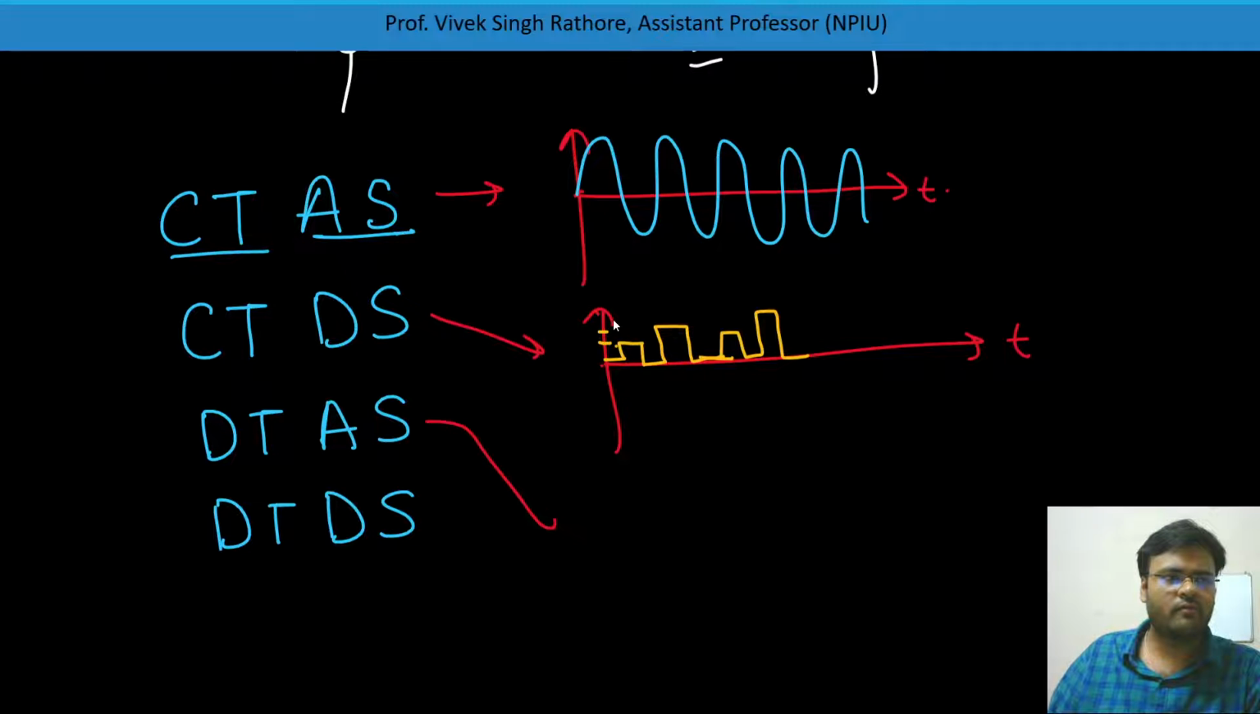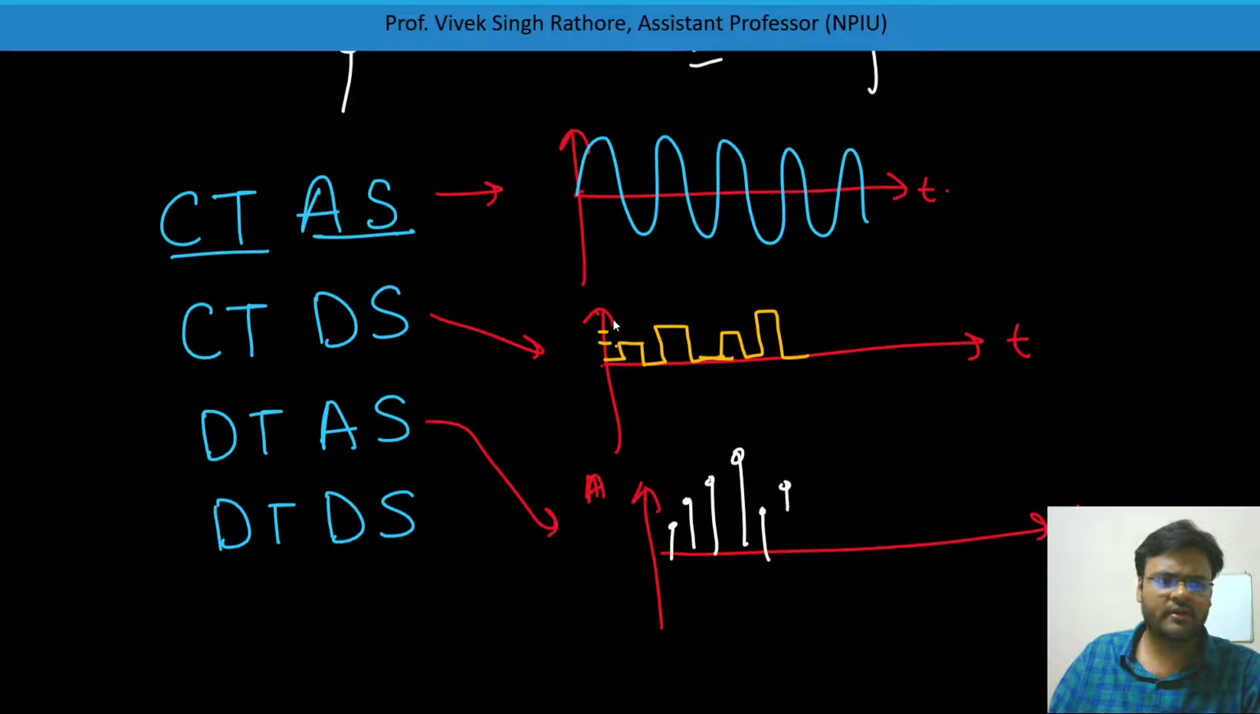Now we'll take discrete time. Now time is discrete and amplitude is analog. See, this is discrete and analog. Any amplitude values can be taken. So this type of signal is called a discrete time analog signal.